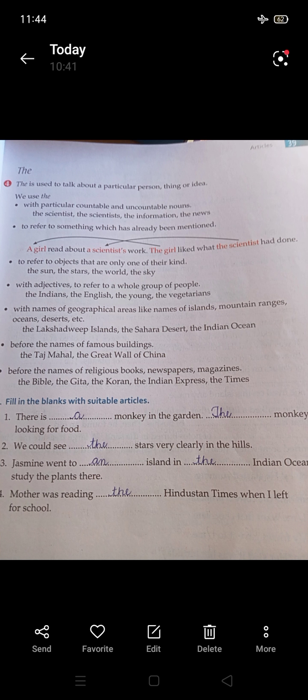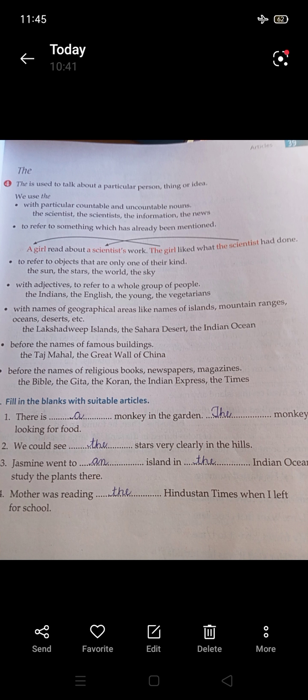the sun, the stars, the world, the sky, the universe, the moon. And with adjectives, we say the Indians, the English, the young, the old, the vegetarians, the non vegetarians, the rich and the poor.